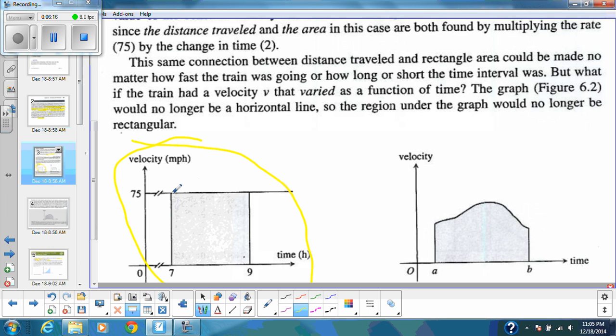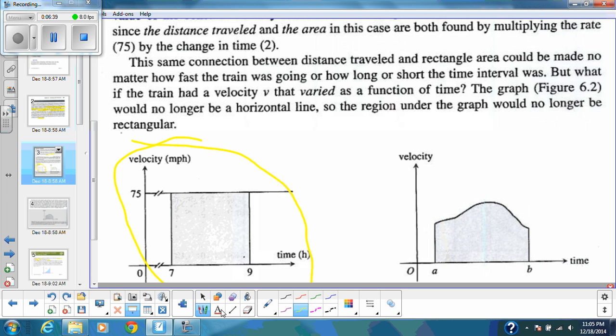That area that gave us the position, 150 miles away. The same concept can apply if the velocity varies. What we're going to be doing is looking at, to start, the area under this curve by just considering a bunch of rectangles.